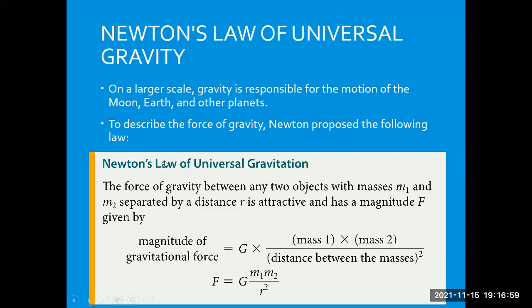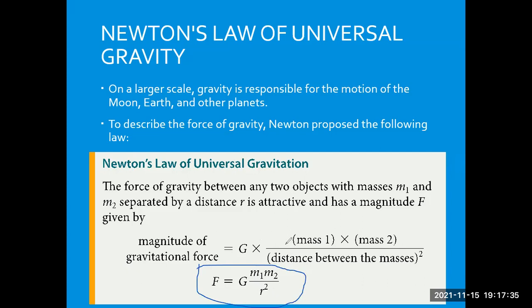So ang formula daw natin para ma-compute ang gravitational force, we have the magnitude of the gravitational force is equivalent to G times mass 1 times mass 2 over the distance between the masses squared. Or this is equivalent to force equals G M1 M2 over R squared. So ito yung formula natin to compute the gravitational force.